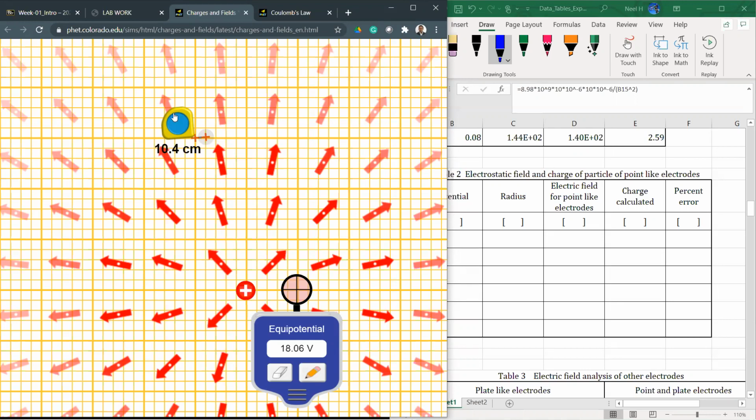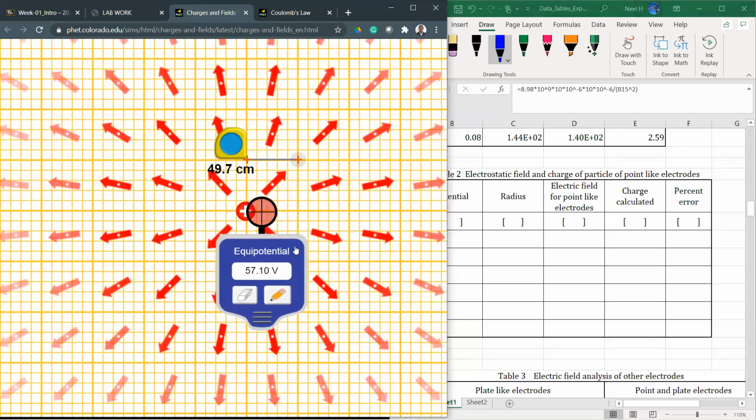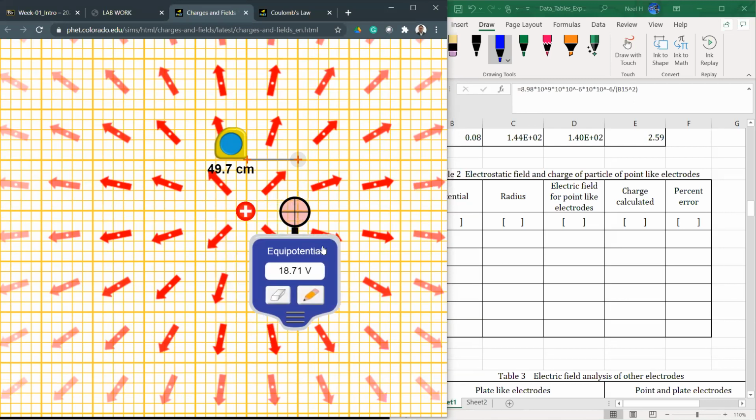Which means I can slowly move my potentiometer around the charge particle, starting from somewhere here, and then slowly move away and figure out the potential. I need a few potential values, and then we can calculate the electric field by knowing the potential. Okay, that's the plan. Any question? Okay, so that is an extremely simple calculation.